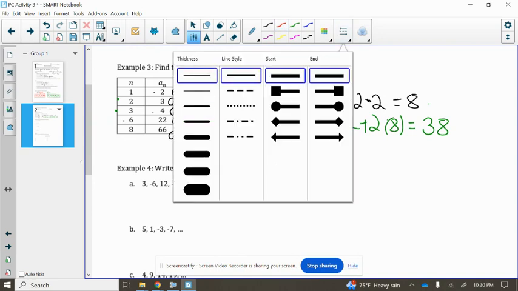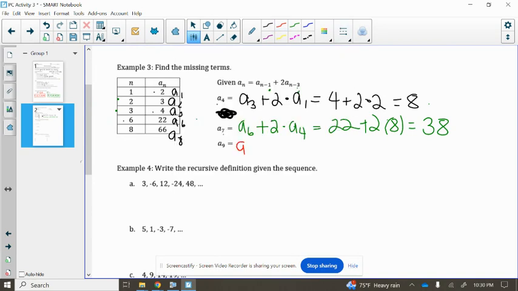Right, last but not least, we are looking for term 9. So again, we're going to take that term previous and then 2 times 3 terms previous, which is term 6. Term 8 from our chart is 66. And then 2 times our 6th term, which from the chart is 22. So 66 plus 44 is 110.